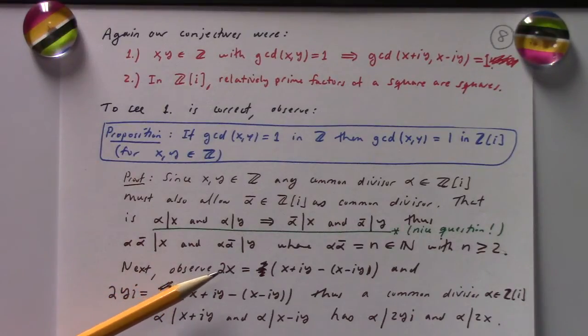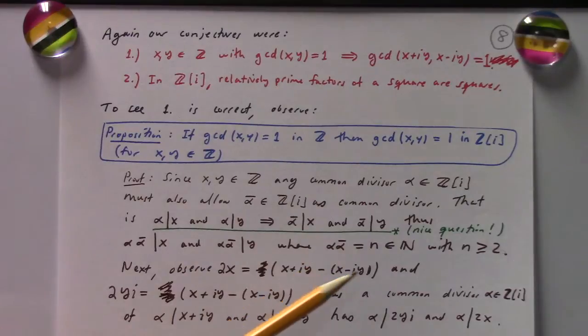So, if you do some algebra here, you can see 2x is equal to the sum of x plus iy and its conjugate, and 2yi is the difference of x plus iy and its conjugate. And thus, if there's a common divisor alpha in the Gaussian integers of x plus iy and x minus iy, then that same common divisor must also be a common divisor of linear combinations of those, which means that it must also be a common divisor of 2yi and 2x, all right?